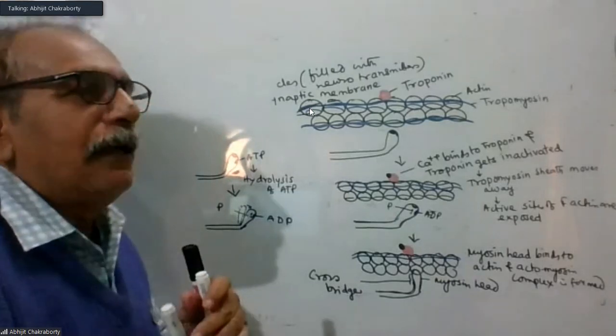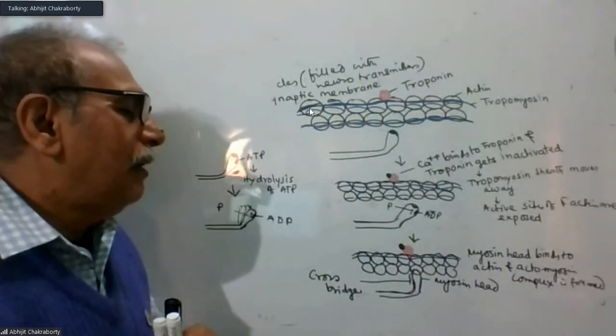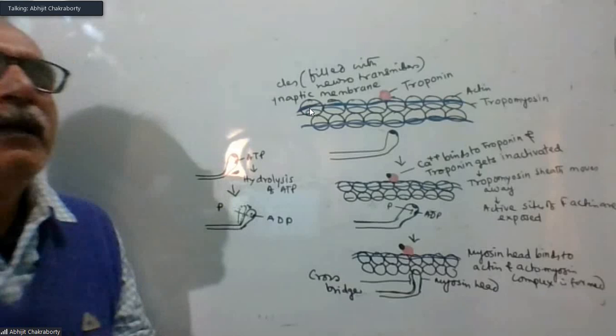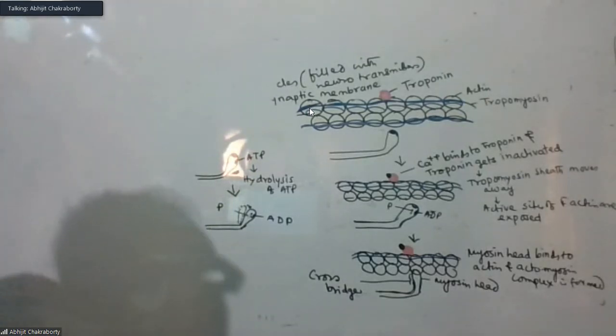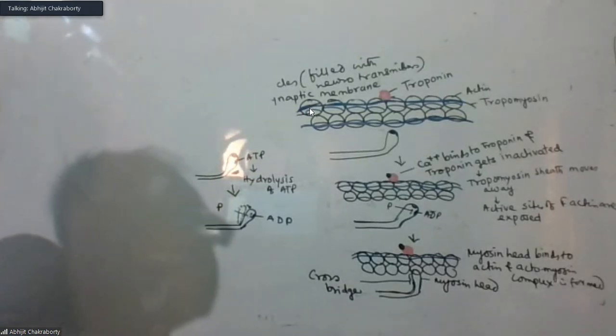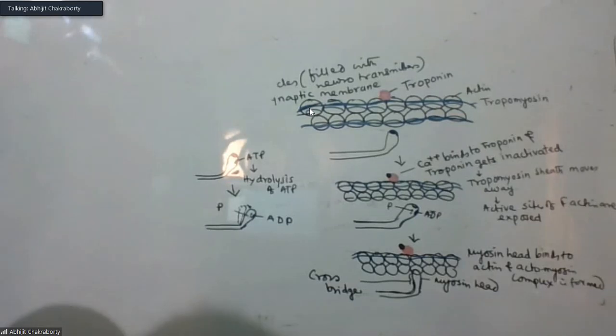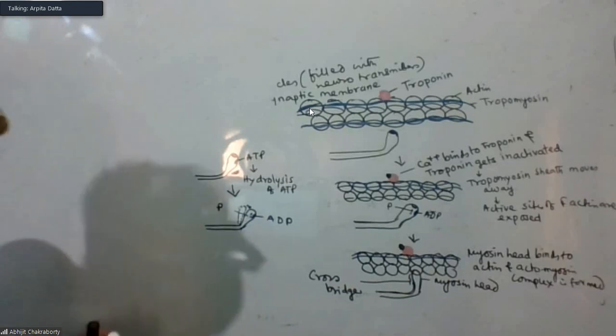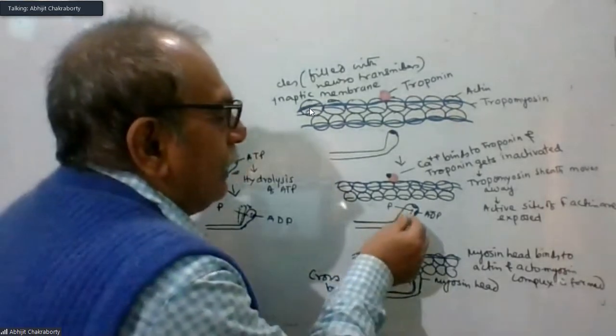And after alignment, then what happens? Then the head is going to bind to the actin protein. Once it binds to actin protein, then actomyosin complex is formed. Is it clear? Yes, sir. After forming ADP and P, it has pivoted. And then it binds.